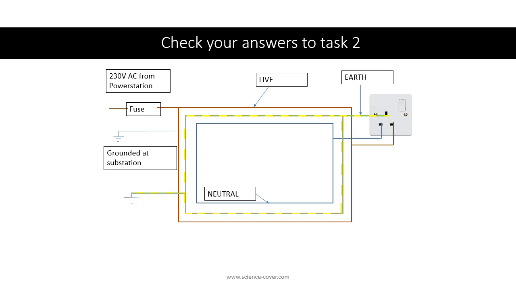230 volts alternating current is coming in from the power station and that will pass through a fuse. The live wire is the brown wire, the earth wire is the green and yellow striped wire, and the neutral wire is the blue wire. The electricity then leaves through the neutral wire and is grounded at a substation.